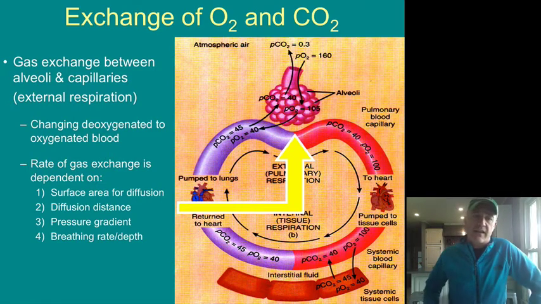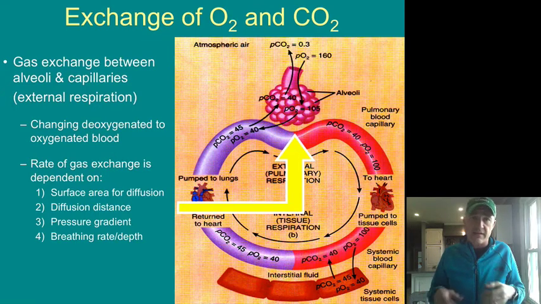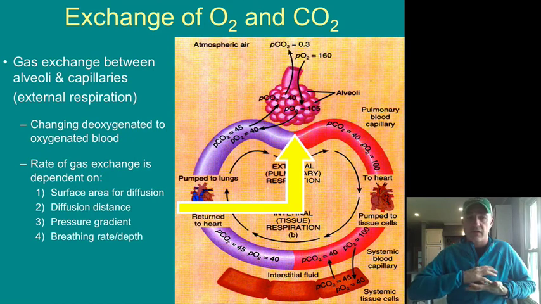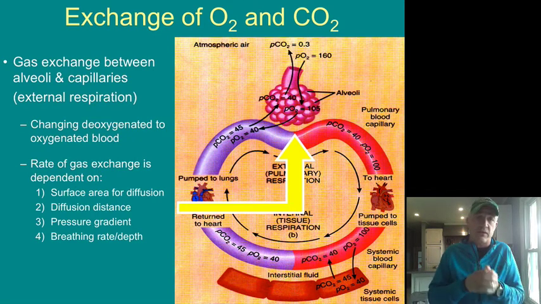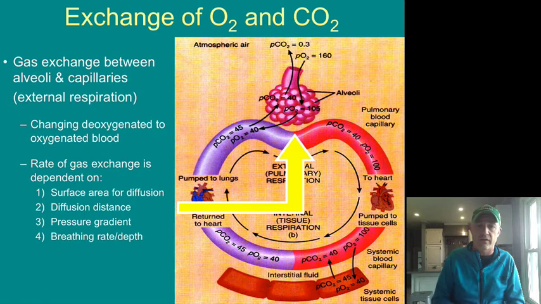Again, a lot of this is dependent upon our surface area. We have a lot of surface area in the alveoli. Then there's diffusion distance. This is one of the issues with COVID-19. It gives you a pneumonia. If you get fluids in your lungs, it increases that diffusion distance, which decreases the ability to get oxygen in. And again, pressure gradients: at higher altitude you have a lower pressure gradient, so it's harder to get more into the blood.